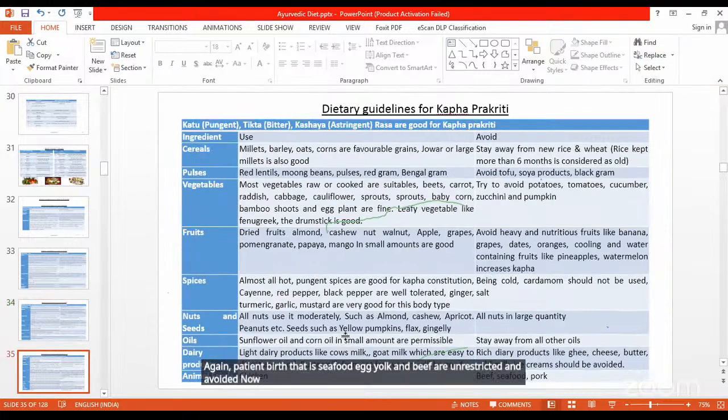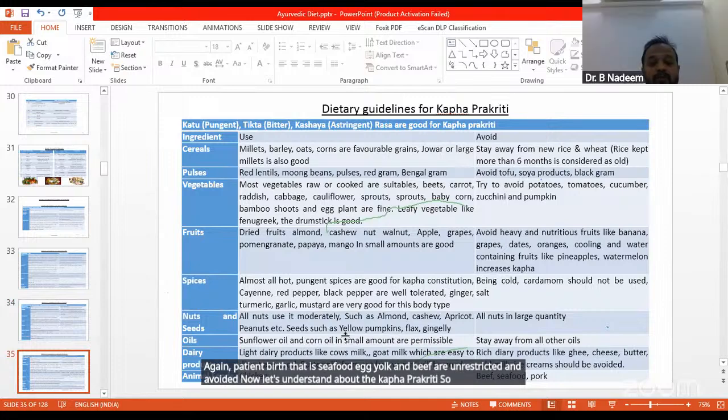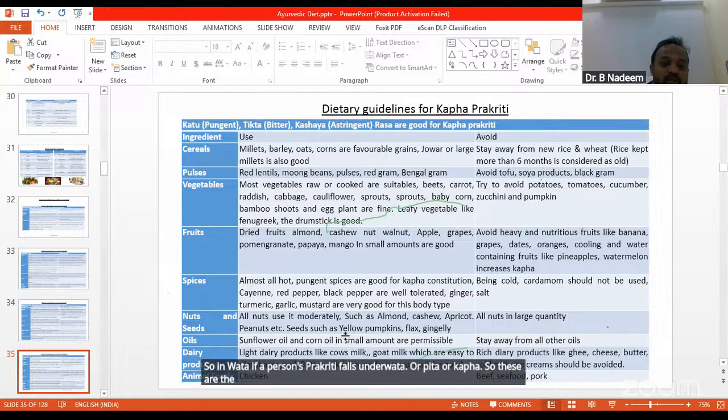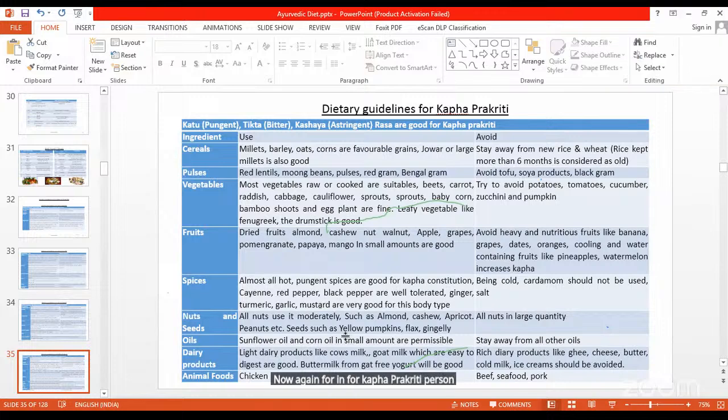Now let's understand about the Kapha Prakriti. See, in Ayurveda, these are the three doshas. Okay, in doshas, Vata, Pitta, Kapha, correct? So if a person's Prakriti falls under Vata or Pitta or Kapha, these are the do's or uses of these foods that has to be taken. And in the avoid column, we have already specified which are unwholesome and should be avoided for a healthy body. Now again, for Kapha Prakriti person, millets, barley, oats, corns are favorable.